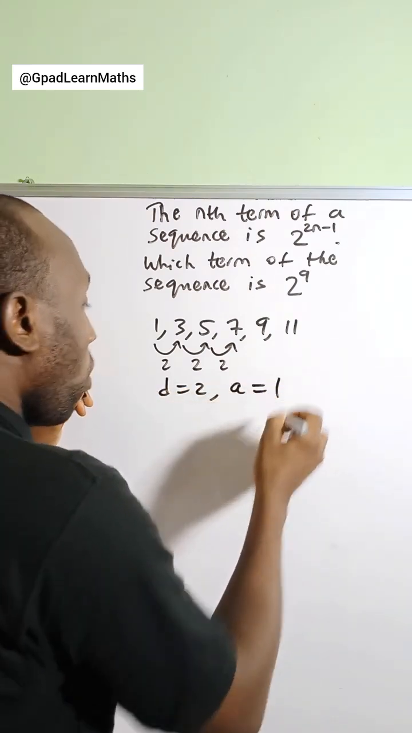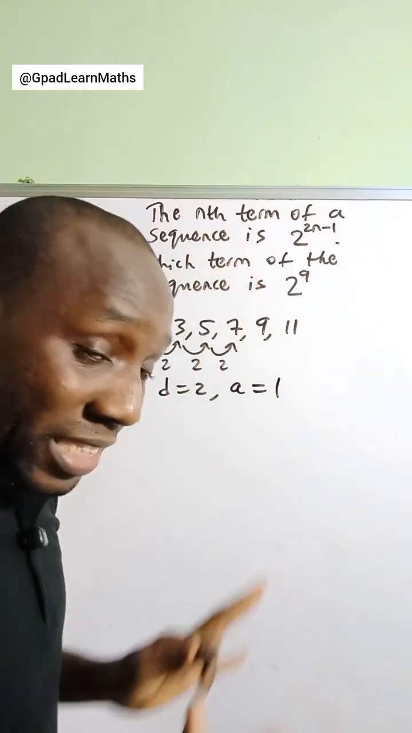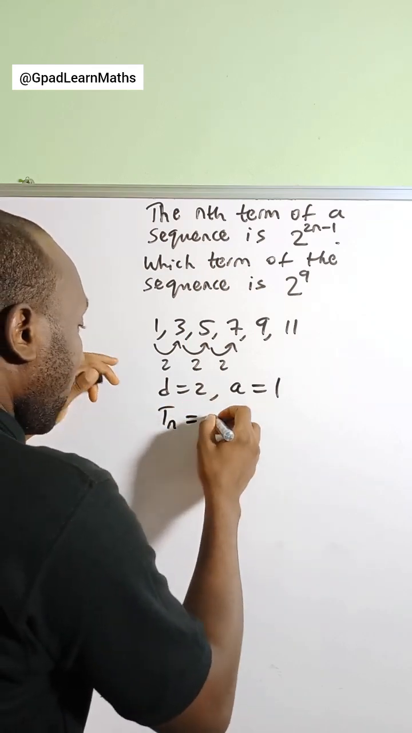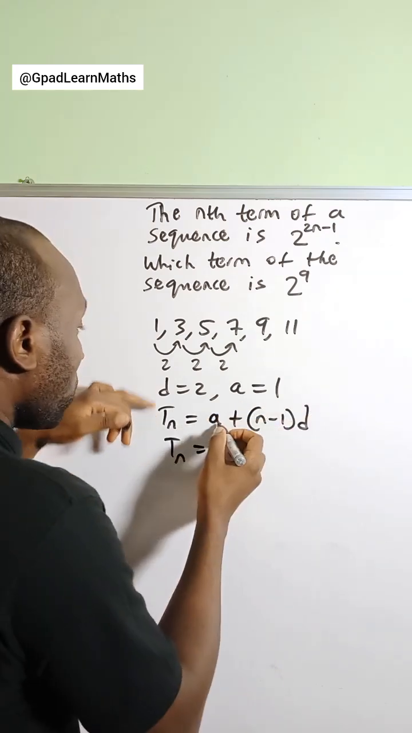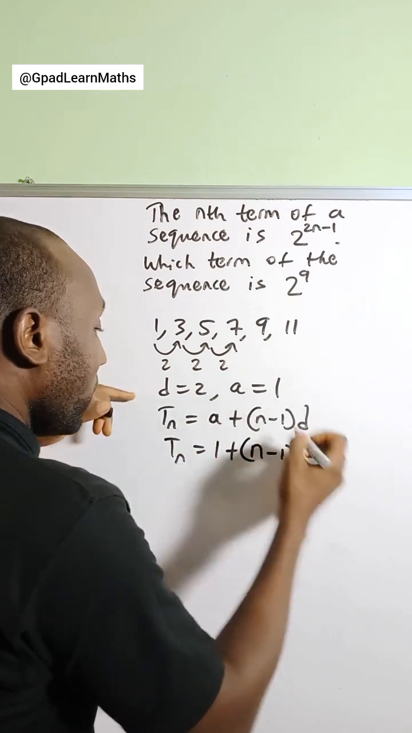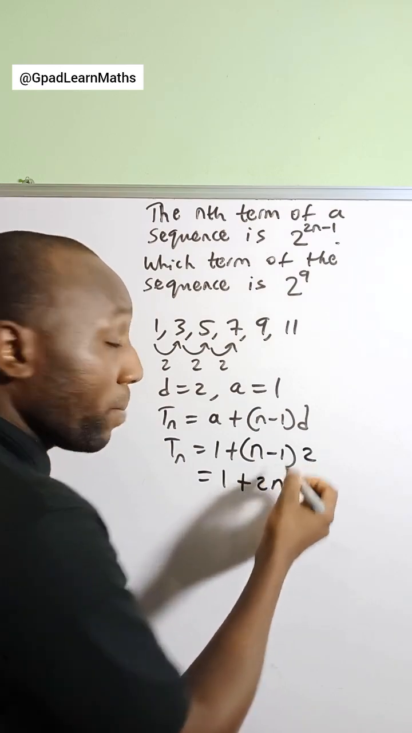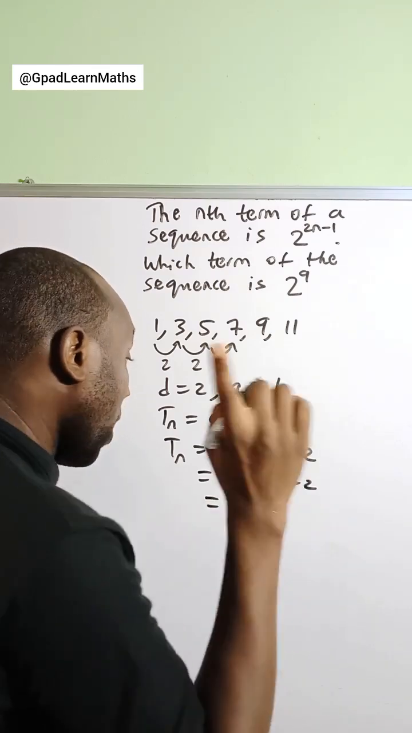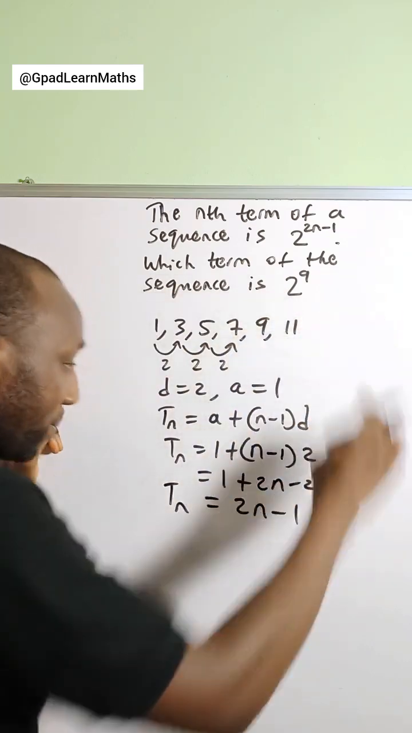So the common difference is 2, right? And the first term is 1. So if we want to get the nth term, I want to establish something first. The formula is a plus (n minus 1) d. The first term is 1, plus, since it's the nth term, n minus 1. The common difference is 2. So that's 1 plus 2 times n, which is 2n. 2 times minus 1 is minus 2. So 1 minus 2 is minus 1. So you have 2n minus 1. This is the nth term of this sequence.